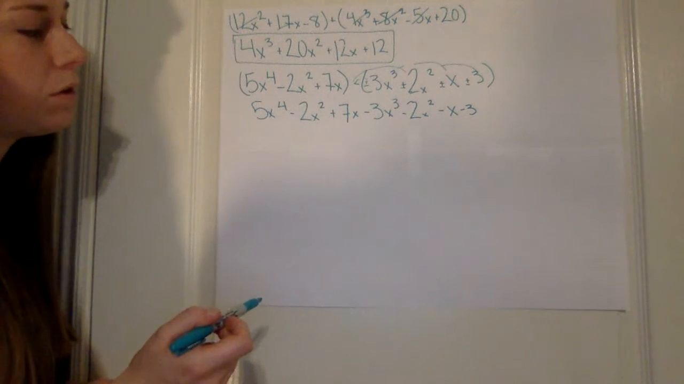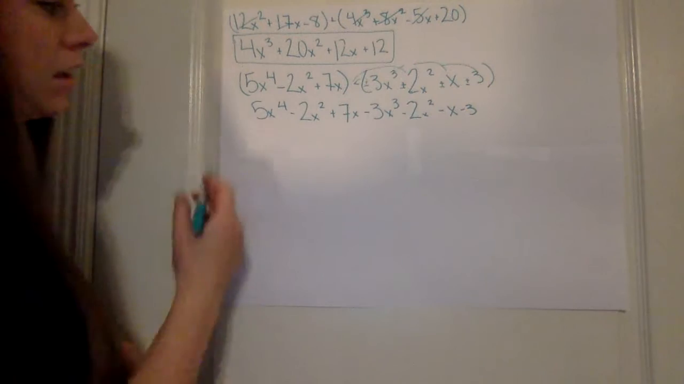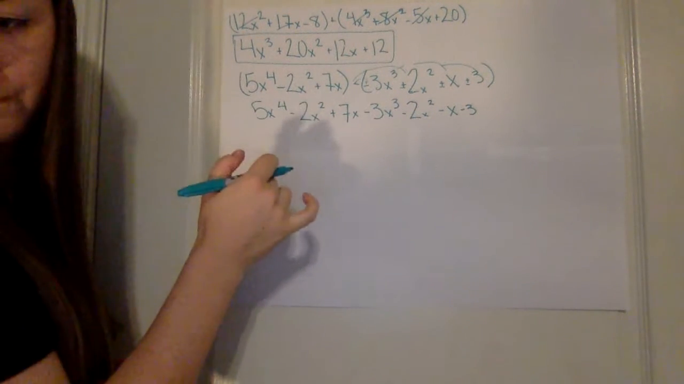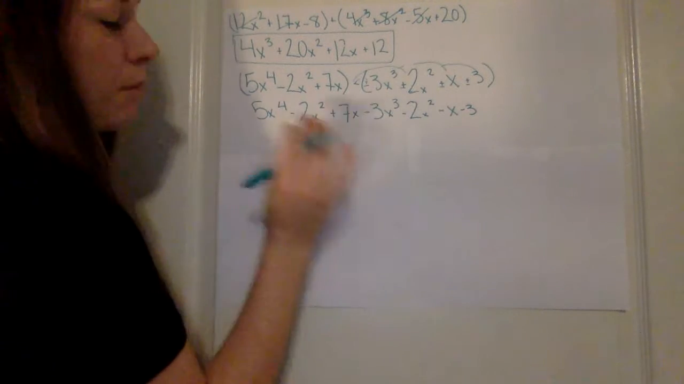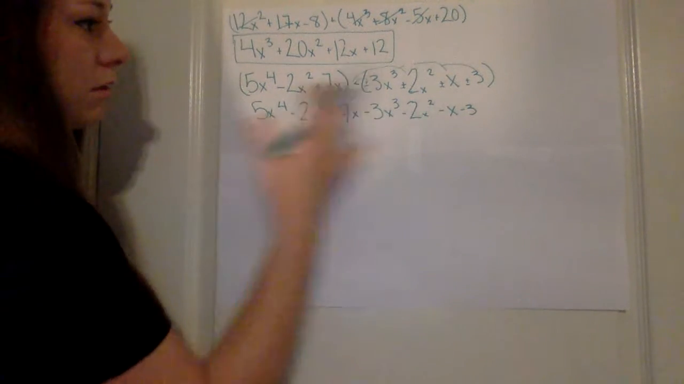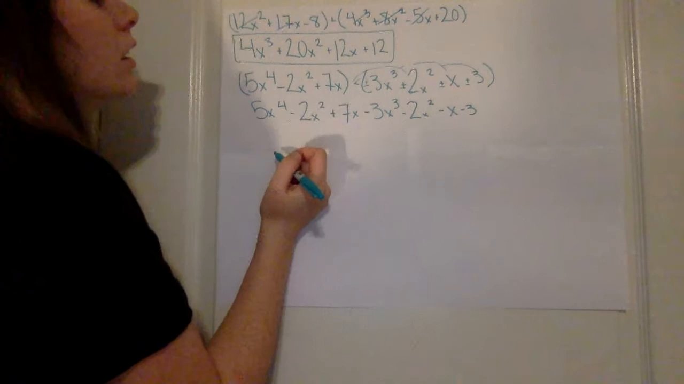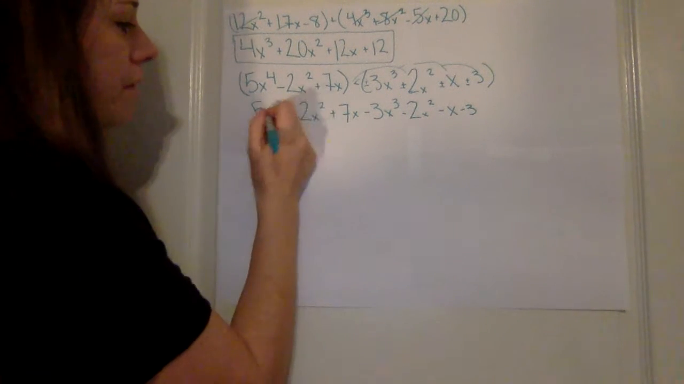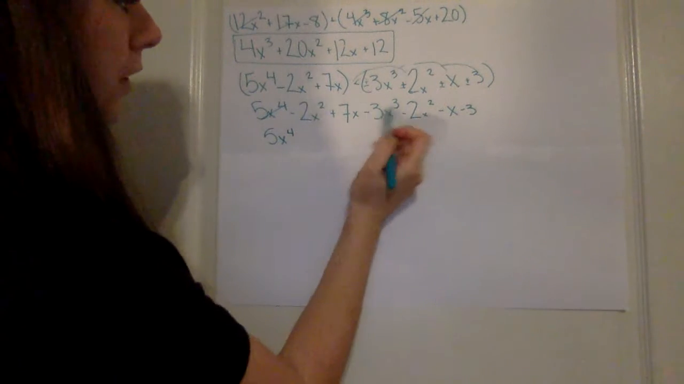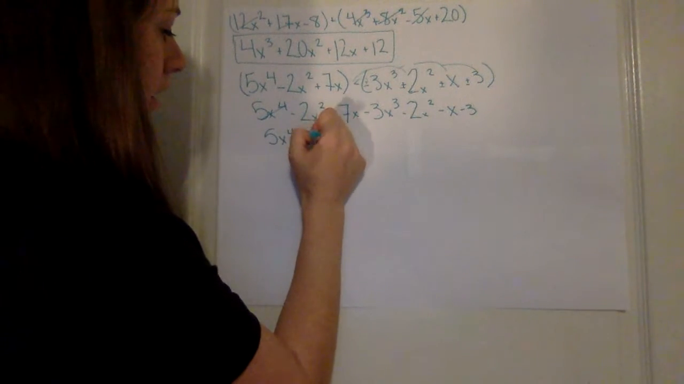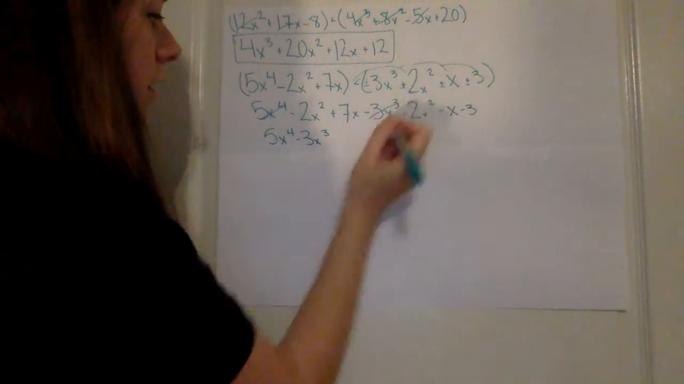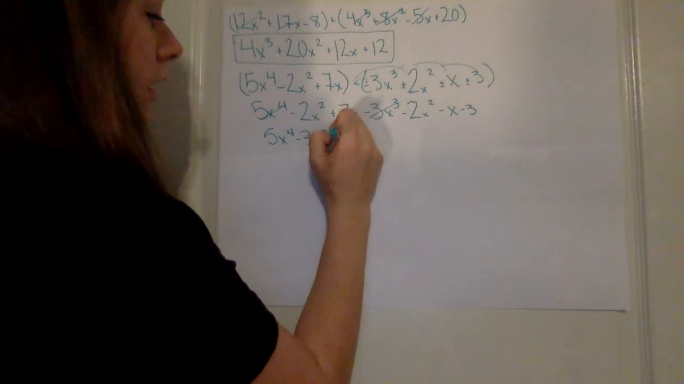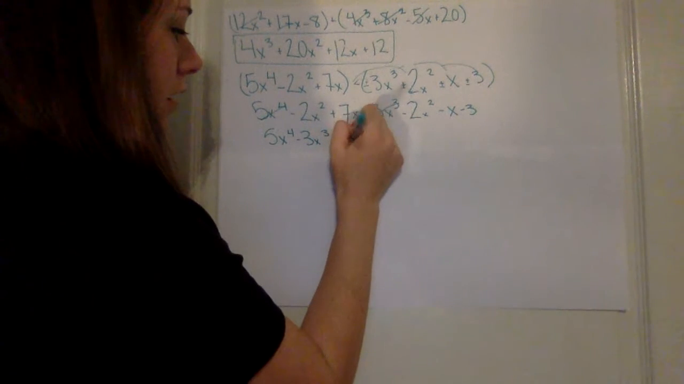And then we will combine like terms. You will also write this in standard form. Everything will always be written in standard form, which is largest to smallest. So we have 5x to the fourth, and we have minus 3x to the third, and we have negative 2x squared and negative 2x squared, so it's going to give us negative 4x squared.